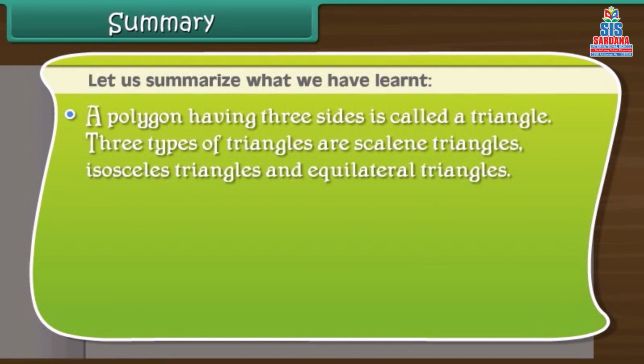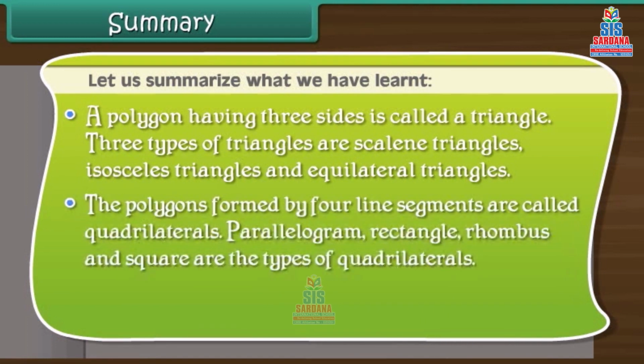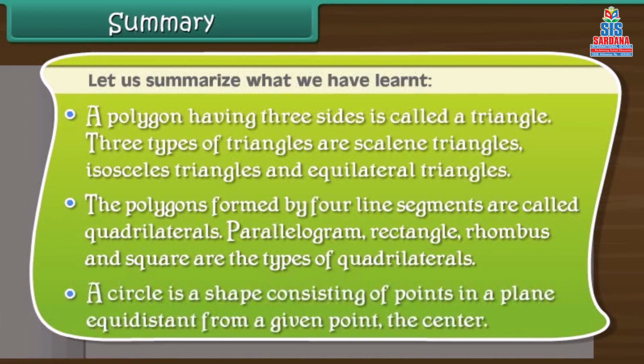A polygon having 3 sides is called a triangle. 3 types of triangles are scalene triangles, isosceles triangles, and equilateral triangles. The polygons formed by 4 line segments are called quadrilaterals. Parallelogram, rectangle, rhombus, and square are the types of quadrilaterals. A circle is a shape consisting of points in a plane equidistant from a given point, the center.